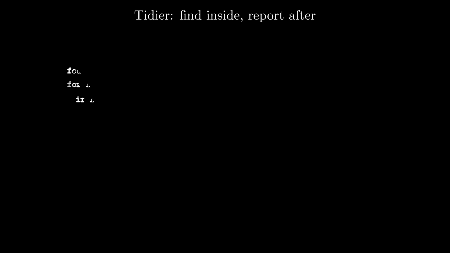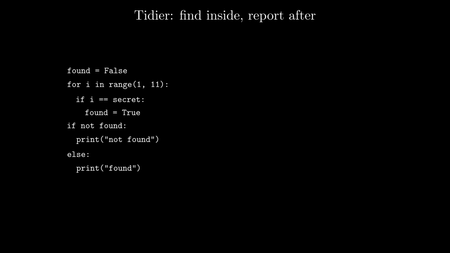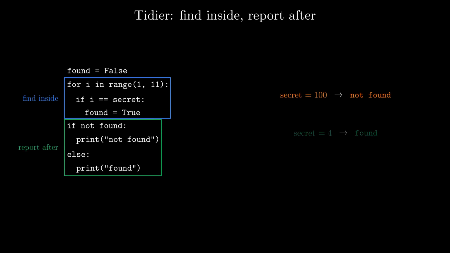We can make this even tidier by moving the found message out of the loop too. Inside the loop, we now do just one thing. When i is equal to secret, set found to true. All the reporting happens after the loop. There we write, if not found, print not found, else print found. Run it with secret equal to 100 and it prints not found. Run it with 4 and it prints found. The split is clean. The finding logic lives inside the loop and the reporting logic lives after it. That separation is what makes the flag pattern so readable.